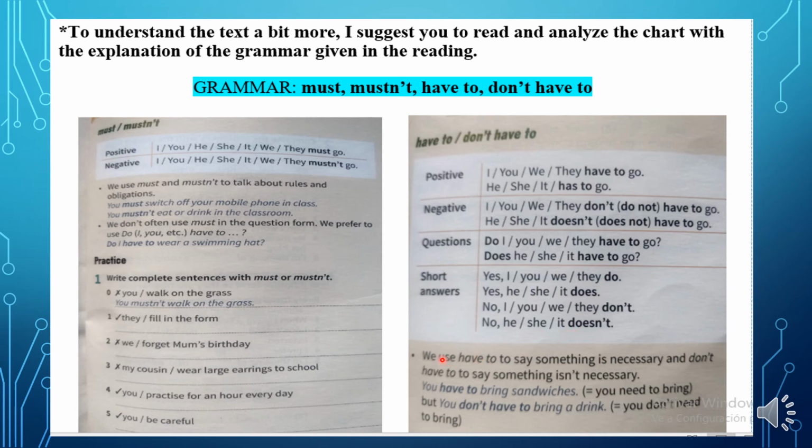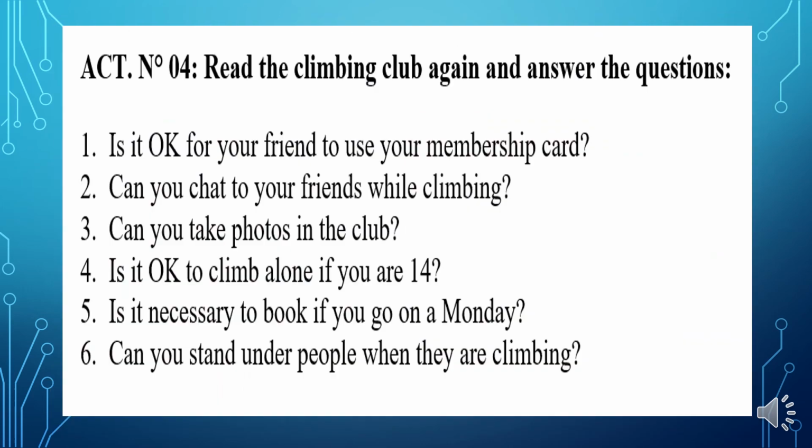The important information to consider is we use have to to say something is necessary and don't have to to say something isn't necessary. You have to bring sandwiches, you need to bring them, but you don't have to bring a drink. You don't need to bring something like this. Here you have to read it carefully to solve this part.